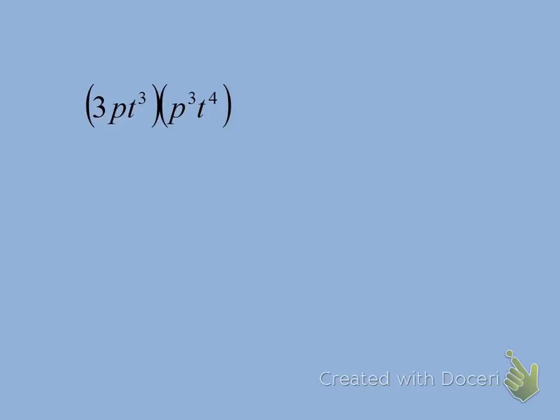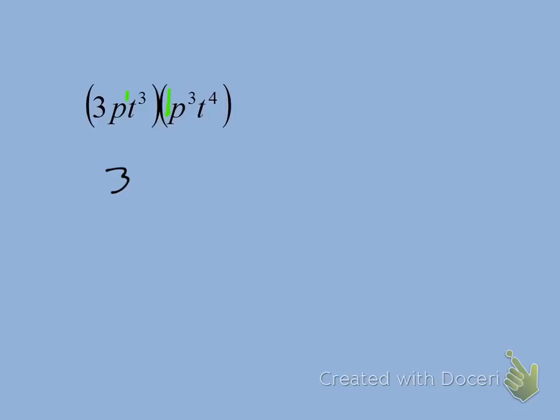Okay, so for this one we have 3pt to the third times the expression p cubed t to the fourth. I always still do, no matter what, my numbers first. So I'm going to do 3 times what? 1, because there's a 1 hidden right there, right? So 3 times 1 gives me 3. Great. Now what's my p's? Mr. Watson. P to the fourth. Why to the fourth? Because there's a 1 here. Remember, if it's there, it's hidden. So there's a p to the first right here.